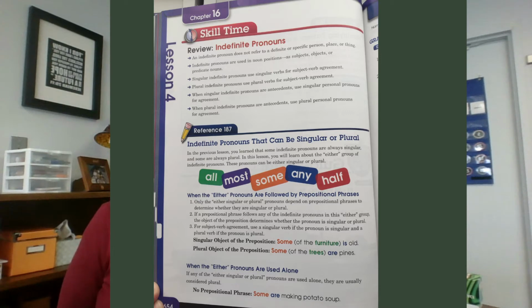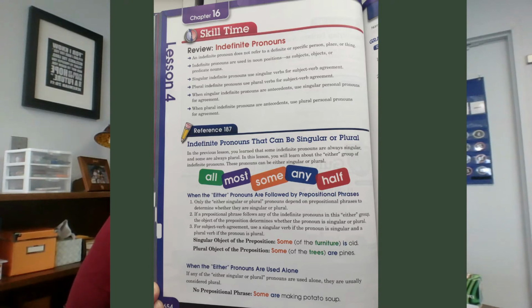Okay, so let's go to the top of that page where it says skill time. Point number 1, an indefinite pronoun does not refer to a definite or specific person, place, or thing. That's why it's called indefinite. The second arrow tells us that indefinite pronouns are used in noun positions as subjects, objects, or predicate nouns.